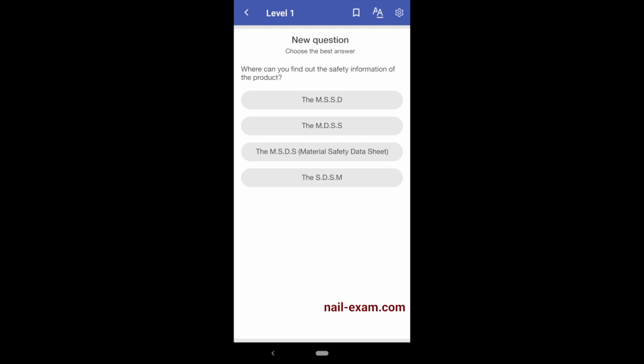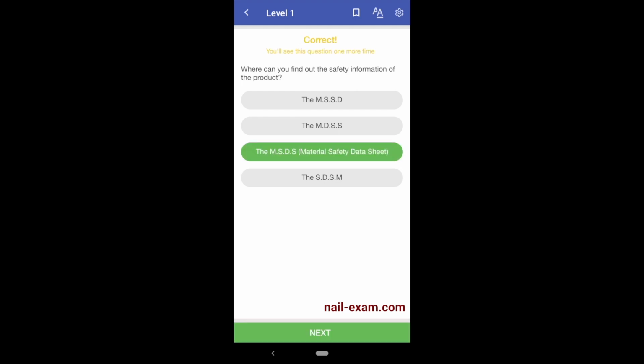Where can you find out the safety information of the product? Answers: A. The MSSD. B. The MDSS. C. The MSDS, Material Safety Data Sheet. D. The SDSM. The answer is C.